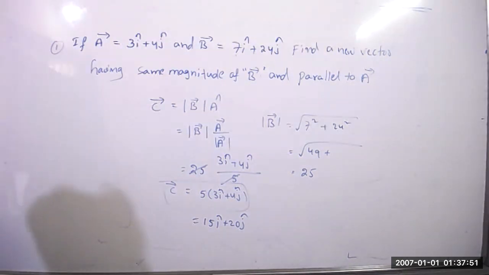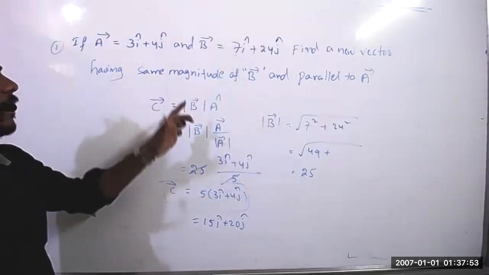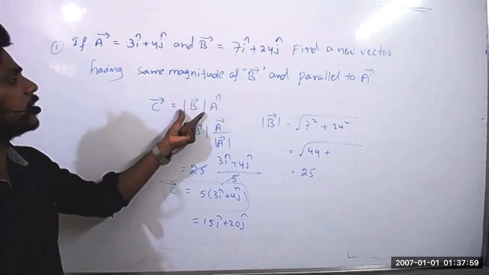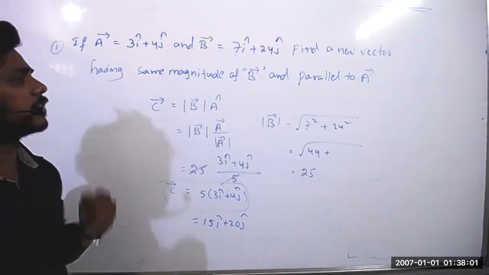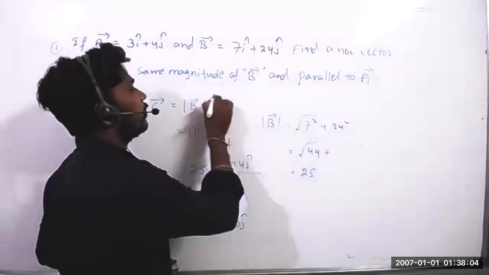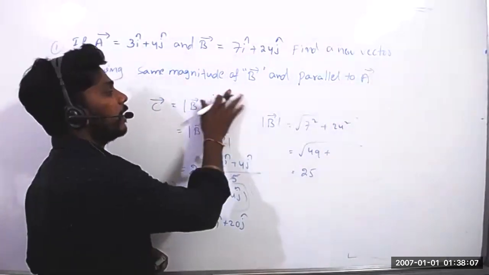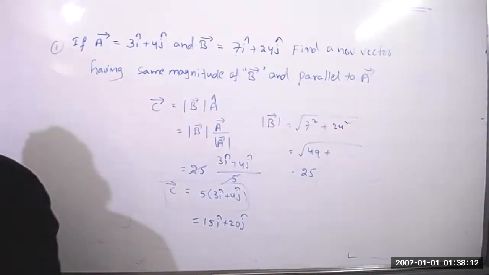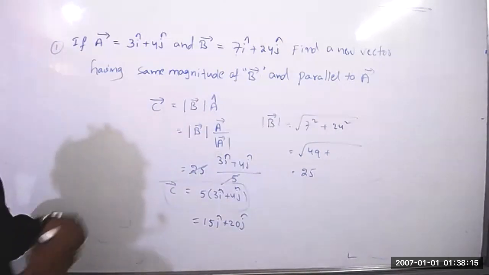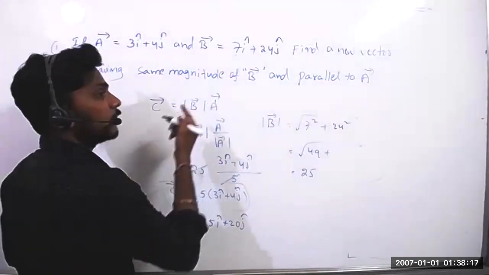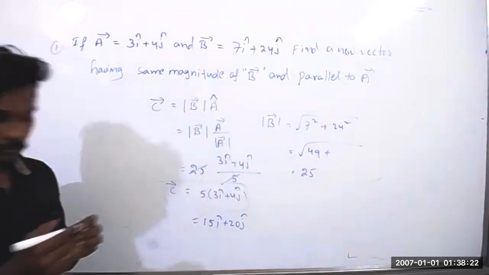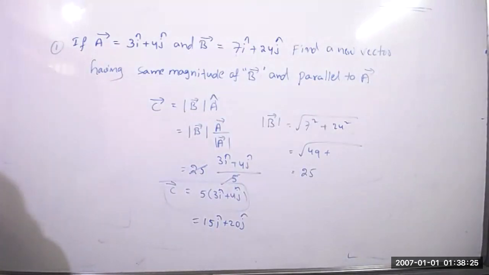Nicely said. See, when you are reading the question, you should understand it like that. They ask for a new vector. What are that new vector's characteristics? Its magnitude is equal to B, and parallel to A means A's direction. For direction you should not write A bar, it's very bad. You should give A cap, the unit vector, and multiply. Then its magnitude won't change. If you write A bar, definitely the magnitude will change. Clear?